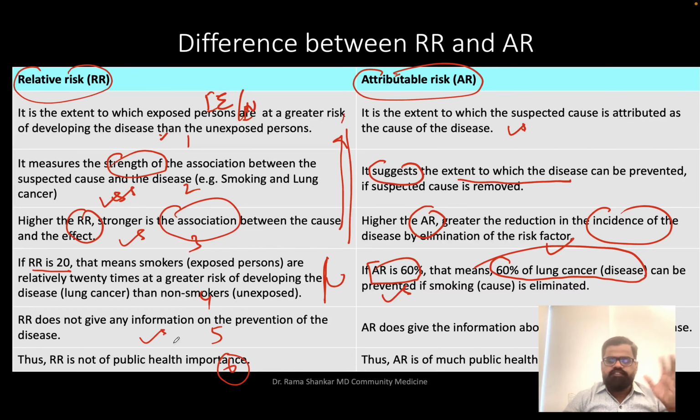Relative risk doesn't give any information about prevention of the disease. It only says the strength, higher the strength, lower the strength. Attributable risk gives information about prevention of the disease. When it gives information about prevention of disease, it is of public health importance. Relative risk doesn't give any information about prevention of disease, so it is not of public health importance.